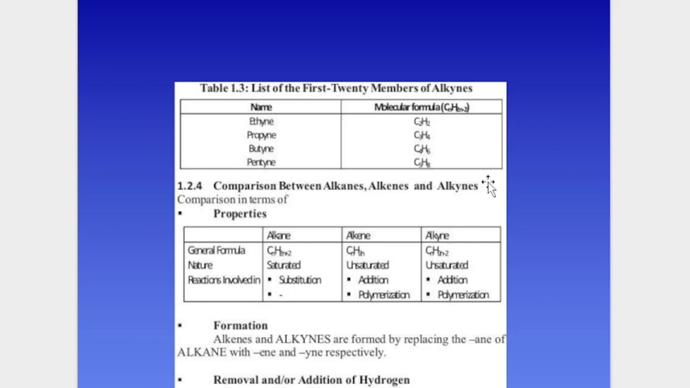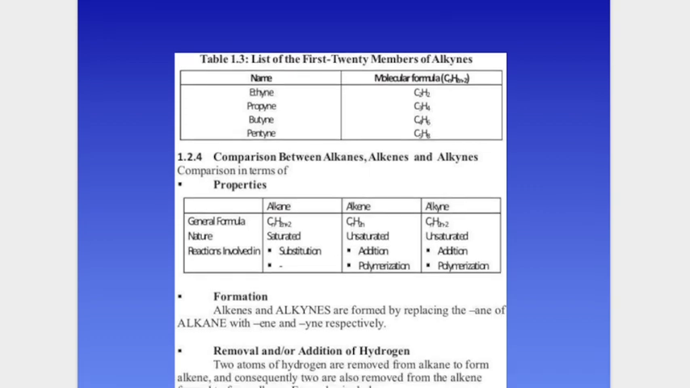Comparison between alkanes, alkenes, and alkynes. First of all, if we look at the properties, the general molecular formula for alkanes is CnH2n+2, alkenes is CnH2n, and then alkynes is CnH2n-2. The nature is that alkanes are saturated because they only possess single bonds, hence they are filled. Alkenes are unsaturated and alkynes are unsaturated.